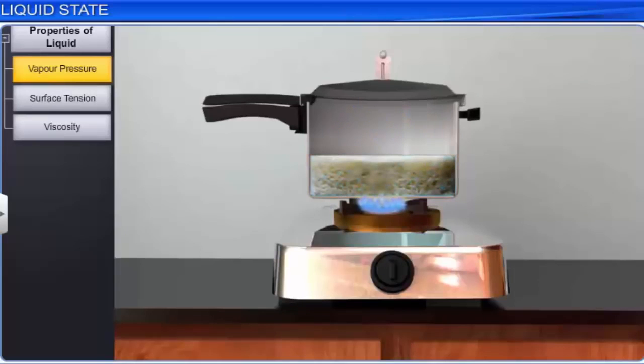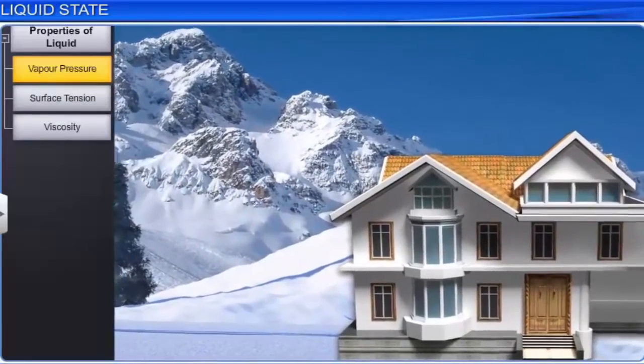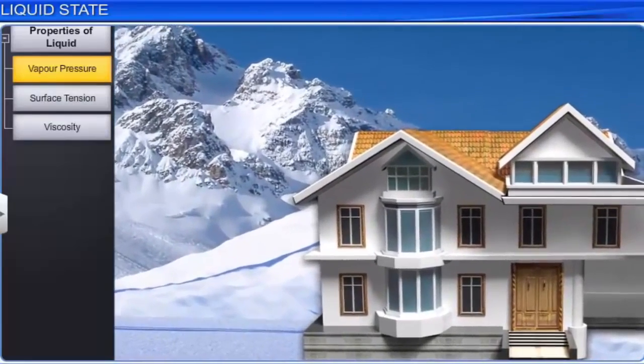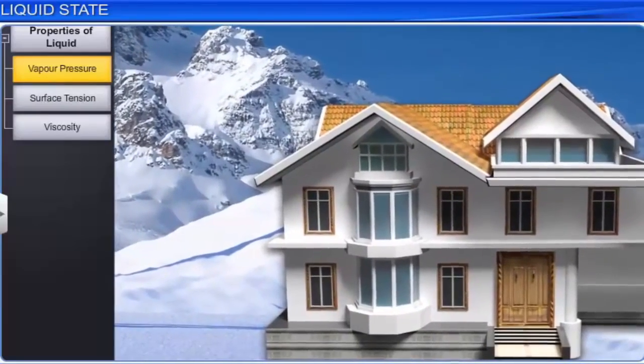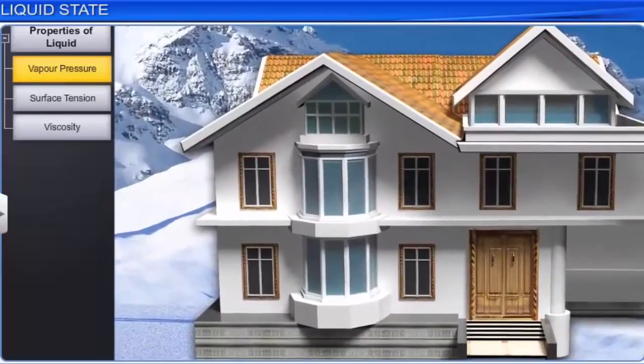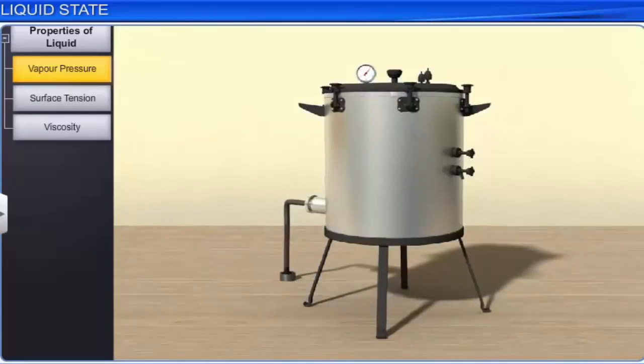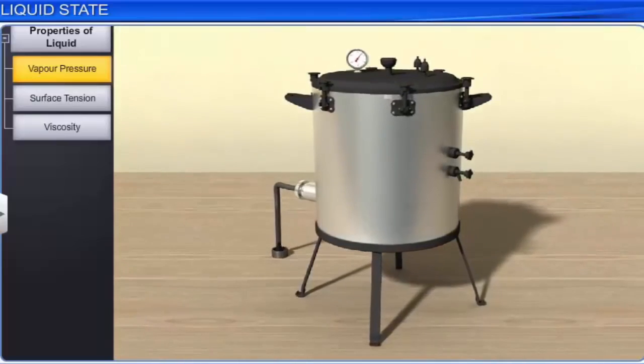At high altitudes, the atmospheric pressure is low, and hence the water boils at low temperatures at these places. Hence, people living at higher altitudes use pressure cookers to cook food. The sterilization of the surgical instruments in autoclaves also utilizes the same principle as used in the pressure cookers.